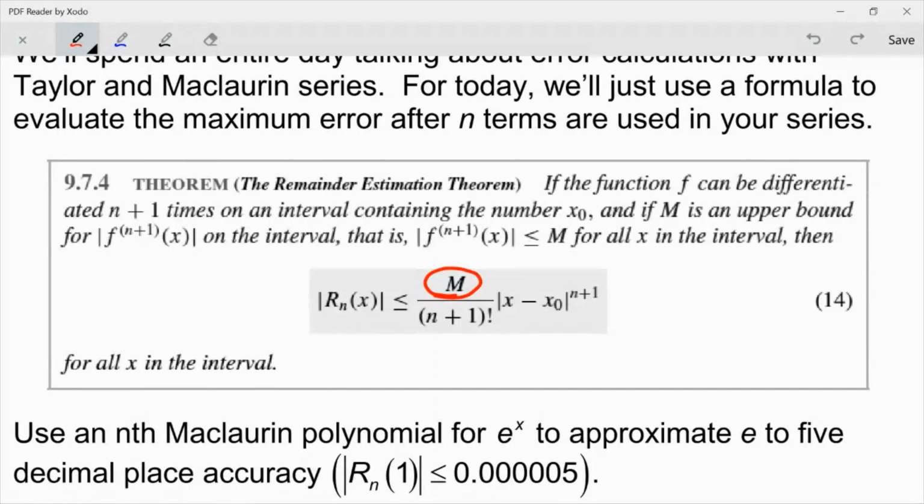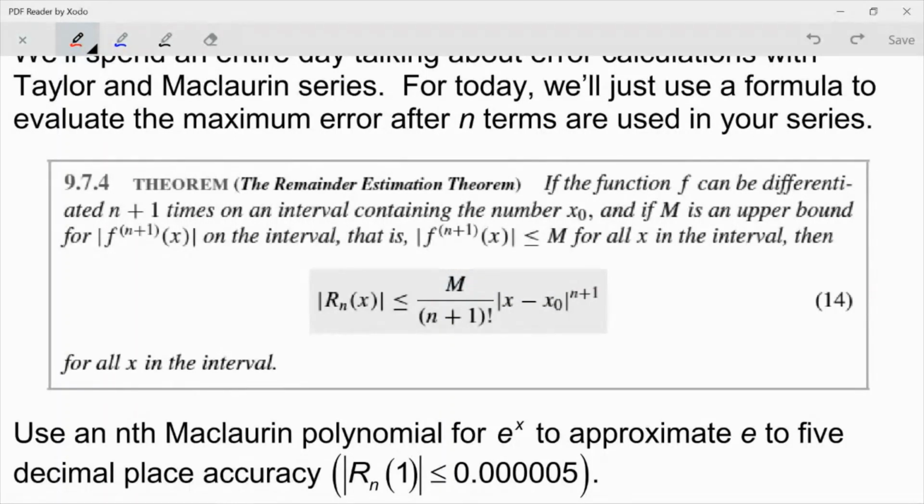Now, notice that M is defined as this. The next derivative term in our series evaluated at our center point has to be less than or equal to M. So we figure out, what's the largest that derivative can be? We're taking the absolute value of that derivative. What's the largest it can be on the interval that we're looking at? And whatever that largest value is, that's what we use as our upper value for the derivative.